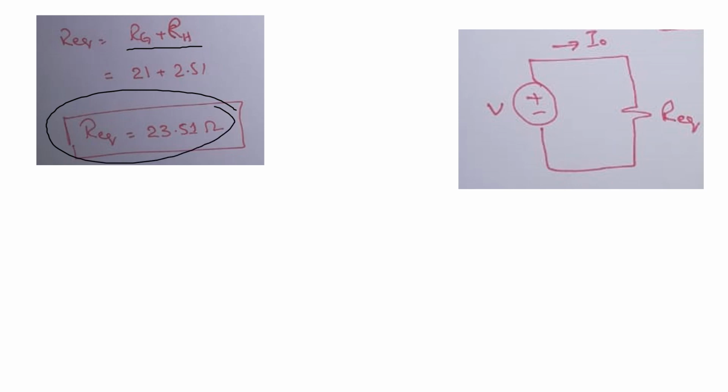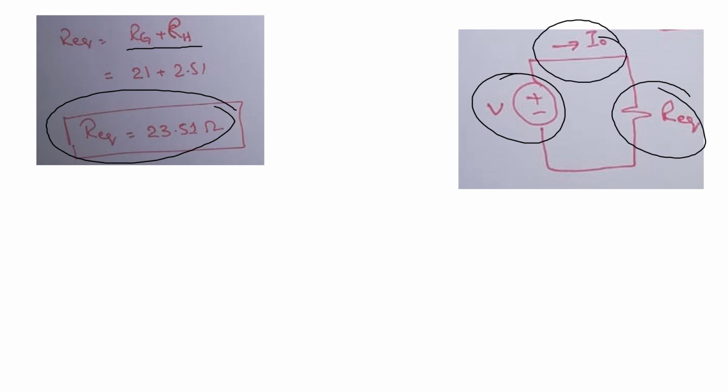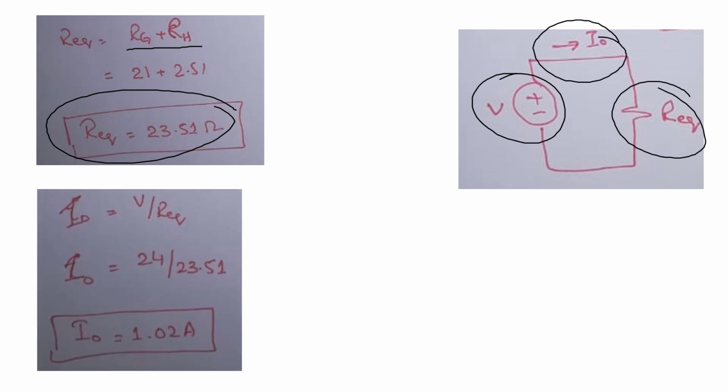So we have the value of V, we have the value of R equivalent. Now we can easily find the value of I naught, which is the source current. Using Ohm's law, I naught is equal to V by R equivalent. Substituting the values of V and R equivalent, you will get the value of I naught, which is equal to 1.02 amperes.